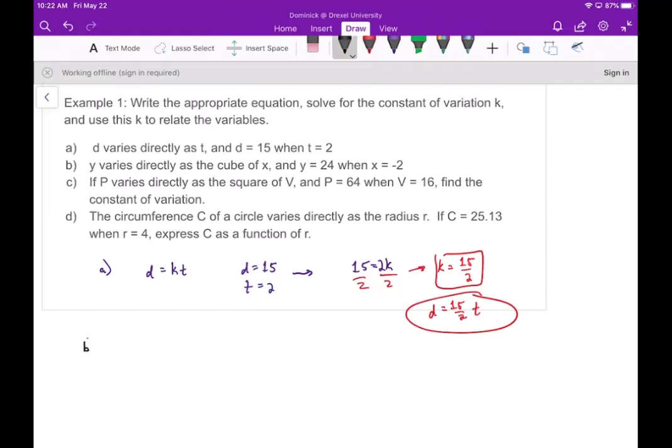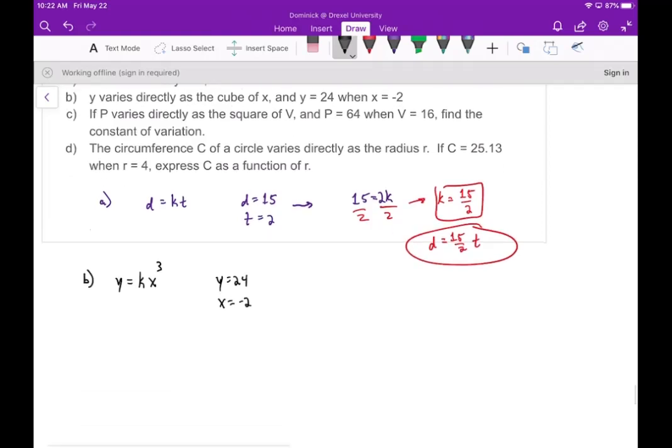Okay, part B, we have that y varies directly as the cube of x. So that's y equals k times x to the third. And we're told that y is 24 when x is negative 2. So if we plug this in to solve for k, we get that 24 is equal to k times negative 2 to the third. So we get 24 is equal to negative 8k. So k is negative 3. All right, so then what does the equation look like? It looks like y equals negative 3 x to the third.